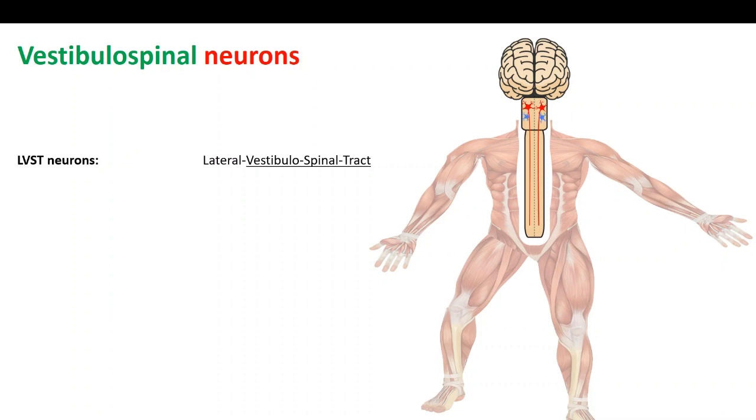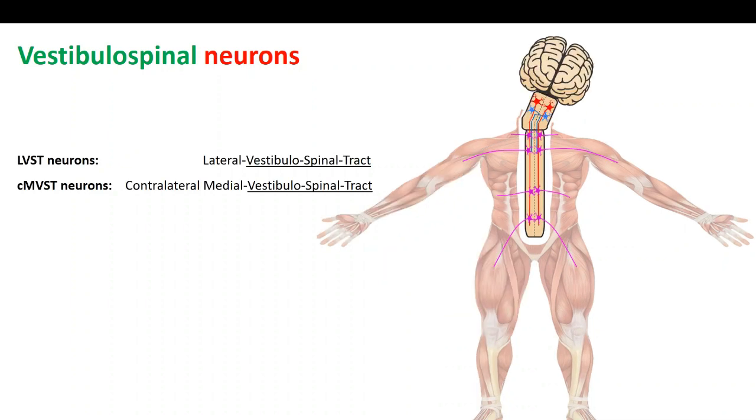Another type first sends their axons across to the other side of the brainstem and then down only to the top of the spinal cord. We call this type CMVST neuron because their axons run in the contralateral medial vestibulospinal tract. Both the CMVST and LVST neurons contact and activate motor neurons in the spinal cord. These are neurons that send their axons to muscles and can activate muscle contraction, leading to movement.